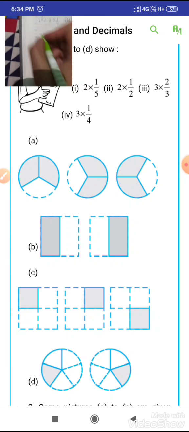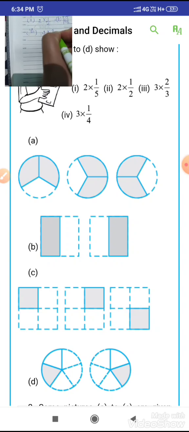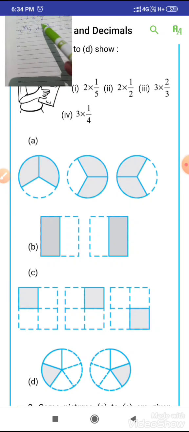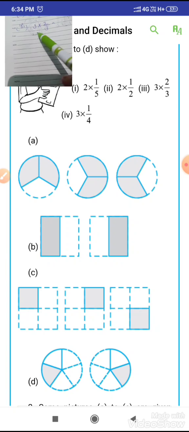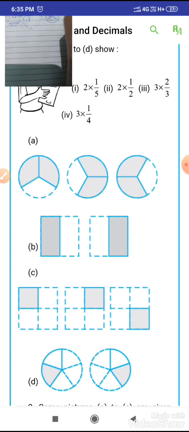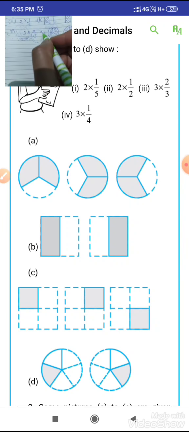In the third part, it is given that 3 multiplied by 2 upon 3. So we have to find an option in which 3 drawings are given and each drawing has only 2 upon 3 parts shaded. Look at drawing A, in which 3 circles are given and each circle has only 2 parts shaded out of 3 parts. So the third part matches with A.